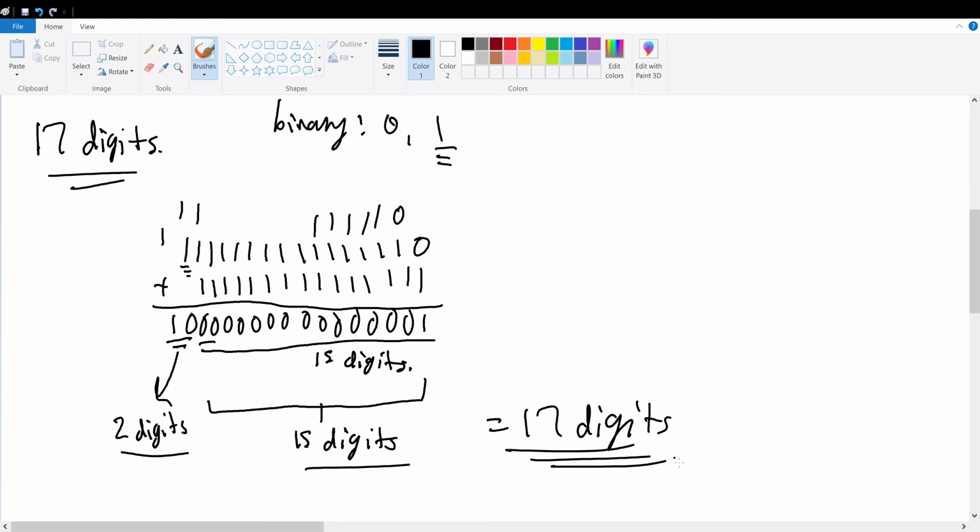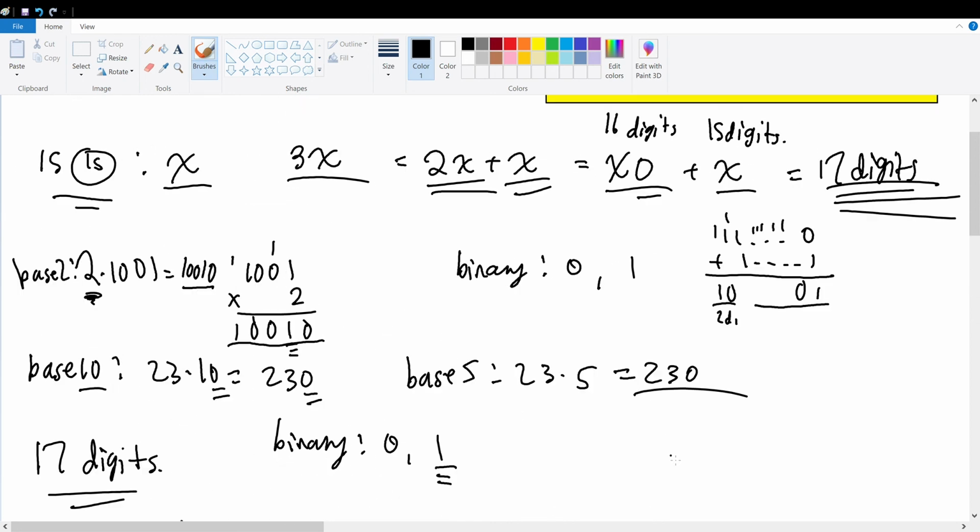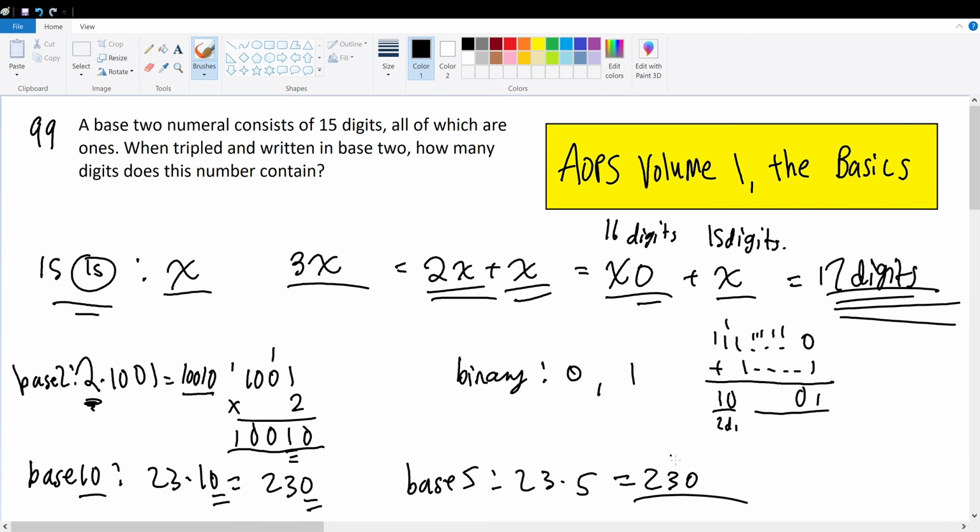And you see here how easy it is once you understand the concept behind it. So that is the reasoning behind this question and the thought process that you need to have when you're summing any two numbers in different bases. Nonetheless, the solution to this question is 17 digits.